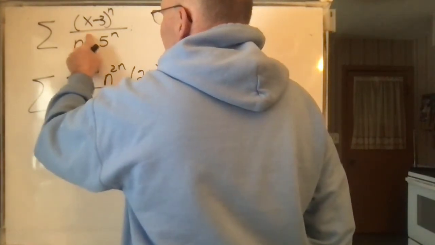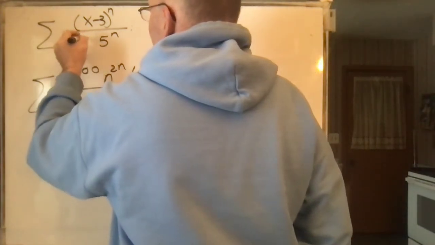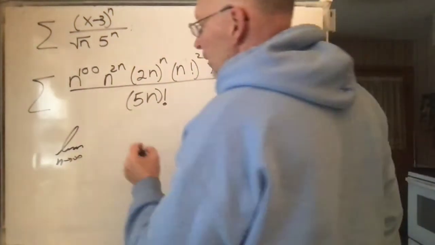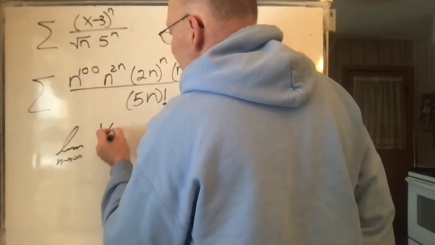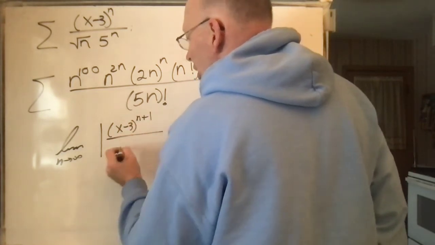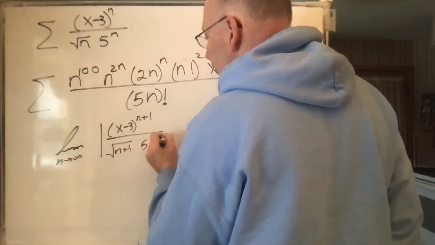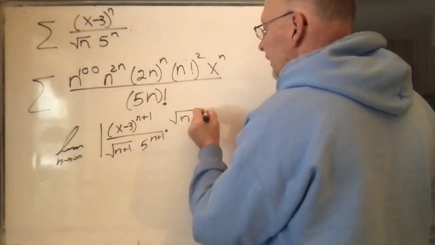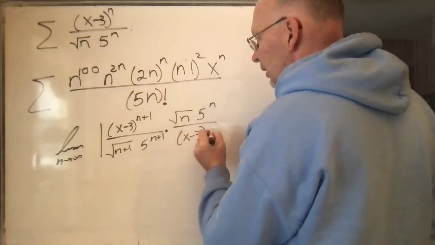And I tell you what, let's just make it an n on the bottom. Let's make it a square root of n on the bottom, just to make it a little bit different. Okay, square root of n on the bottom. Here we go. So it's the limit of the absolute values, x minus 3 to the n plus 1, all over the square root of n plus 1, times 5 to the n plus 1, all divided by square root of n, 5 to the n, and x minus 3 to the n.